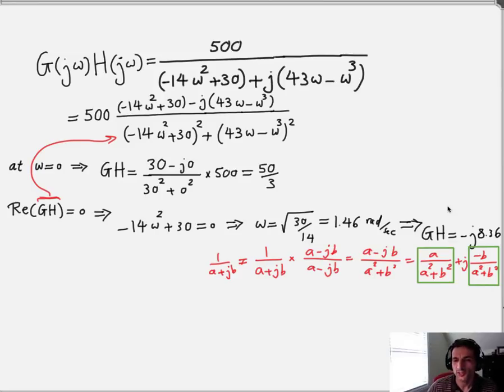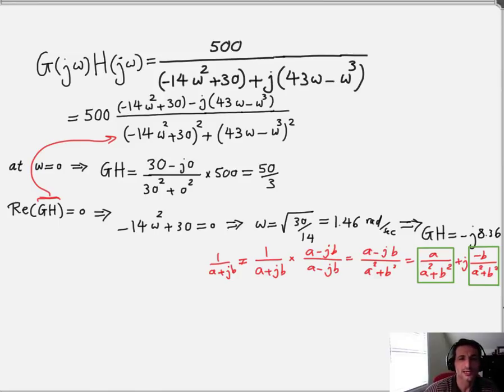Anyway, if we use the same procedure here, we end up with something like this: 500 multiplied by this. What you see in the numerator is simply the complex conjugate of the denominator, and the denominator is just this term squared plus this term squared, and that's exactly what you see. Now let's see what happens around omega equal to 0, infinity, when the real part is 0, and when the imaginary part is 0.